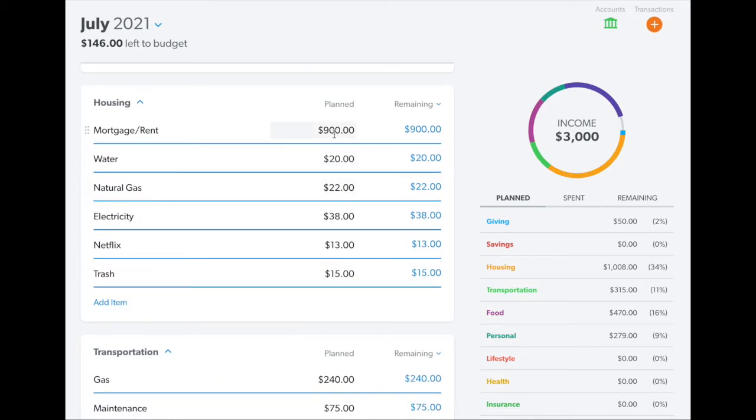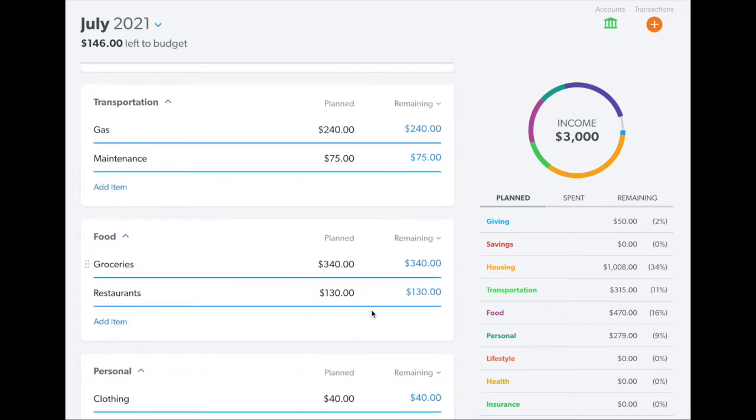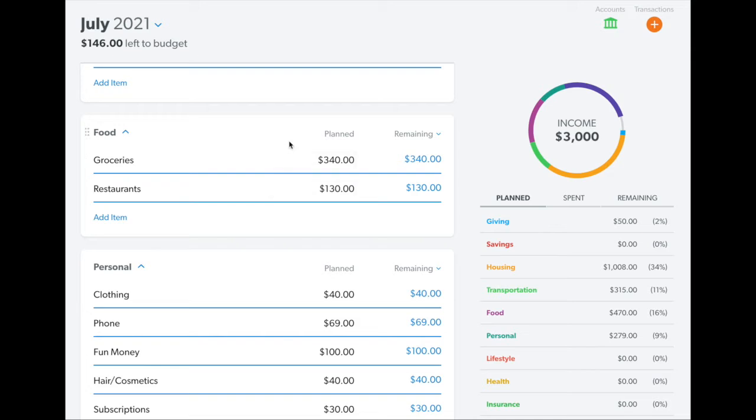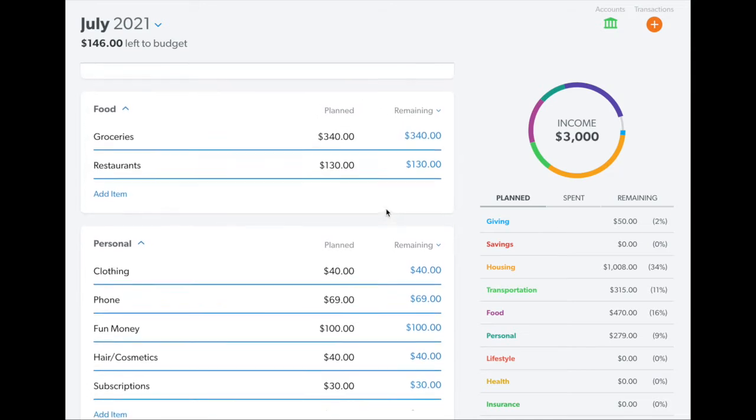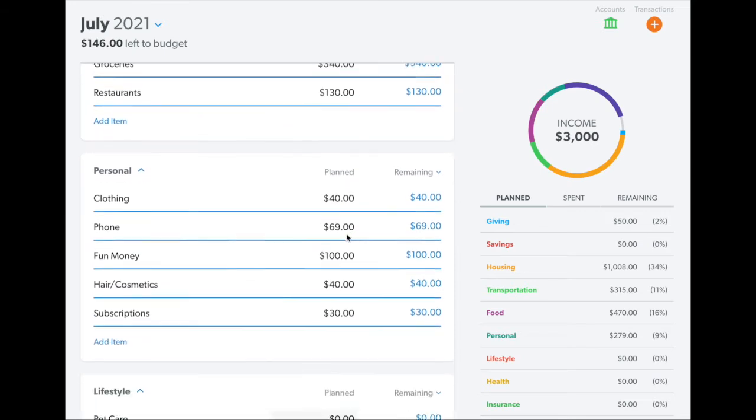So I'd say my rent's $900. Here are my utilities, my Netflix, my trash. This is what I would plan to spend on gas and maintenance for my vehicle. Here's what I plan to spend on groceries and restaurants. Note those two things are separate, which I think is really important. A lot of people lump food together as one big thing, but there is a big difference between buying bread and eggs at the grocery store and going to the local taco joint. So I keep those separate.